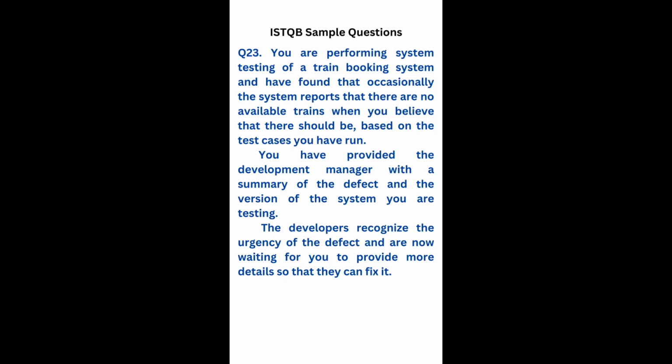Question 23. You are performing system testing of a train booking system and have found that occasionally the system reports that there are no available trains when you believe that there should be, based on the test cases you have run. You have provided the development manager with a summary of the defect and the version of the system you are testing. The developers recognize the urgency of the defect and are now waiting for you to provide more details so that they can fix it.